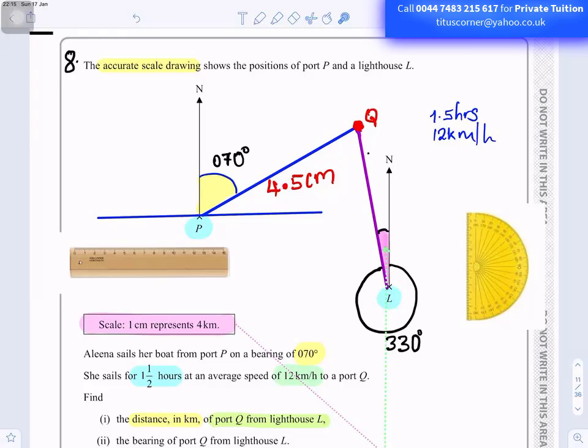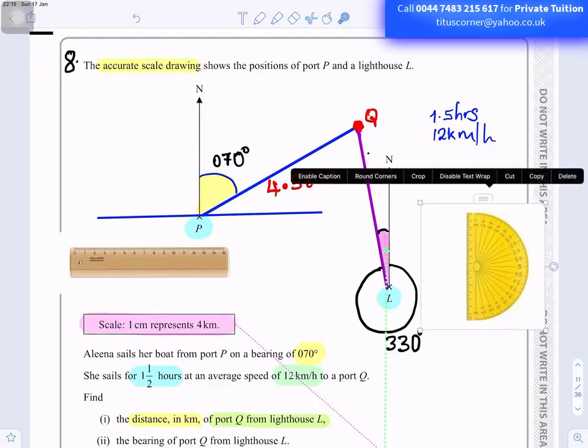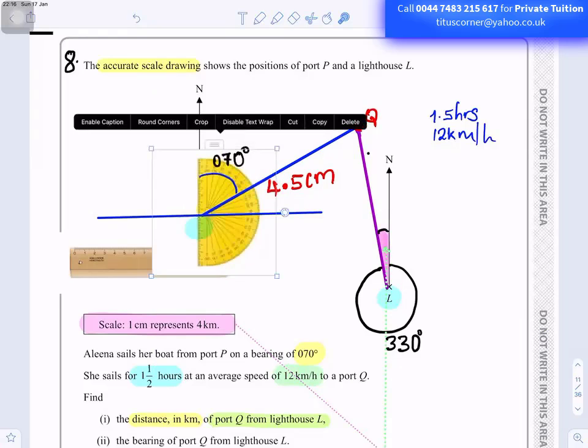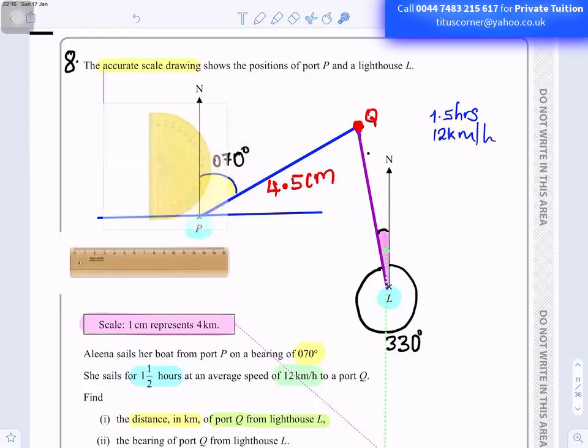So what we want to do is first of all find out where port Q is. And to find where port Q is, we need to draw the bearing of 070 degrees. Because it says an accurate scale drawing, we need our protractor to measure the angle of 70 degrees. So I'll bring it there and we measure the angle of 70 degrees.